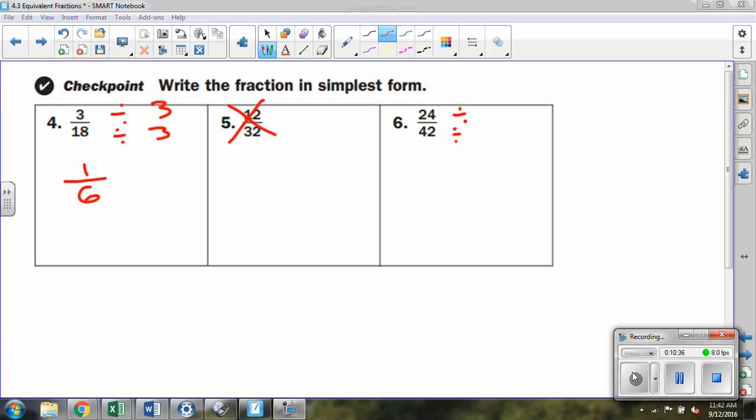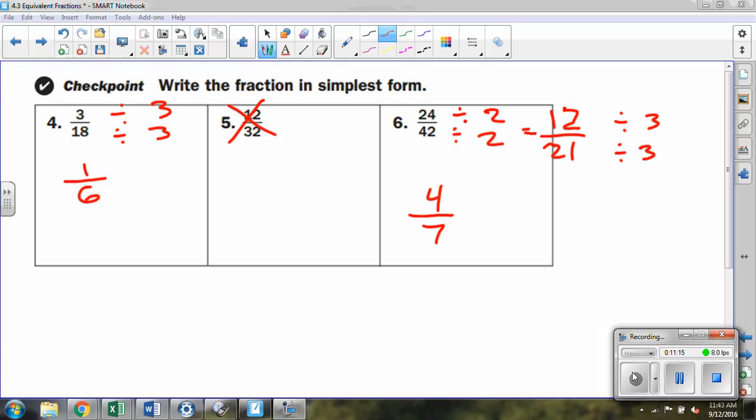For number 6, what could we divide out by? Well, it's worth noting, their greatest common factor is actually 6. I don't want to divide out by the greatest common factor, though, because right away, DJ, you said, well, they've got a 2 in common, so we could divide that out right away. Not a problem with dividing by any common factor. That would give us 12/21. And now we would recognize that they still have more in common, and so we could divide it out again, which would give us 4/7, and then we're done.